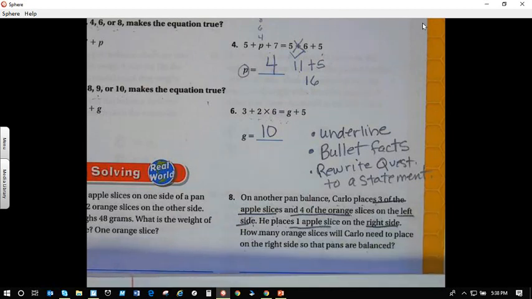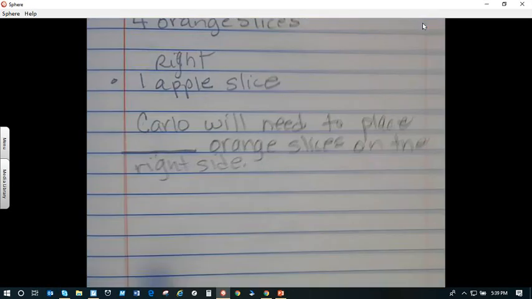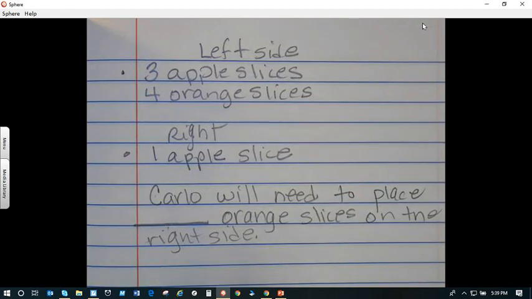So I'm going to put Carlo will need to place blank orange slices on the right side. Now, oops, I'm so sorry, you didn't even see that. Okay, so that's what I have down. So I'll give you a moment to copy that down. If you haven't finished, you know that you can pause it and then move on.